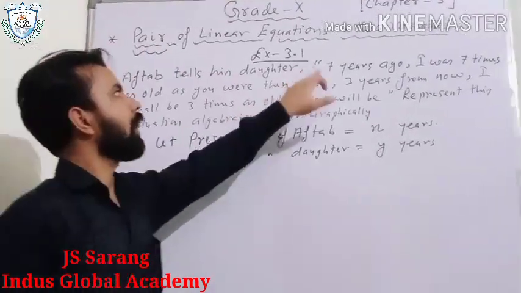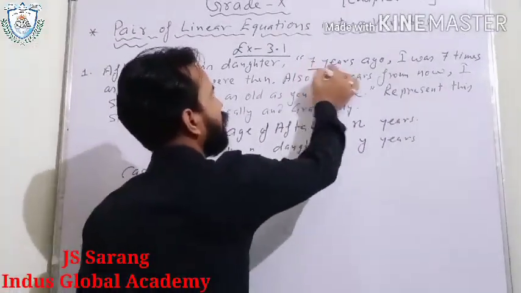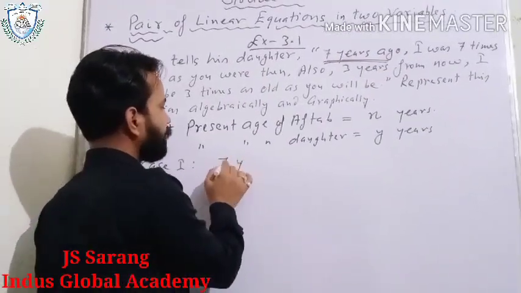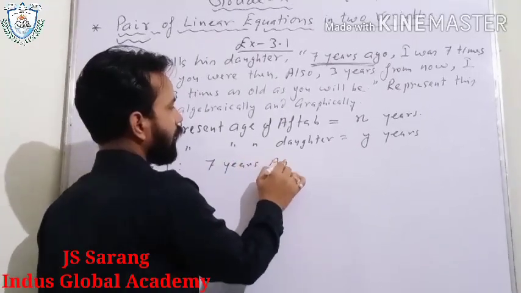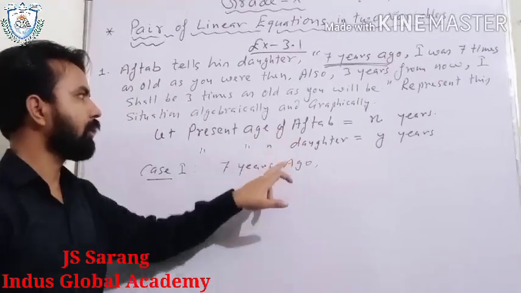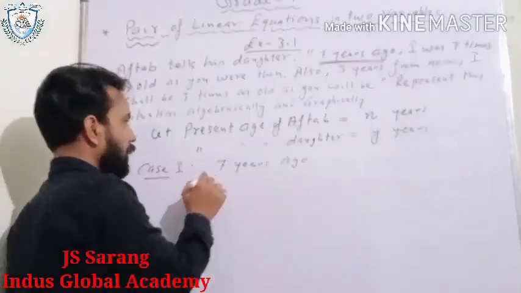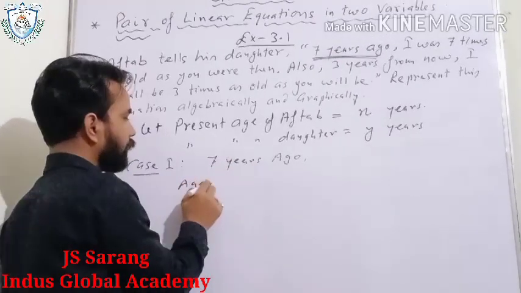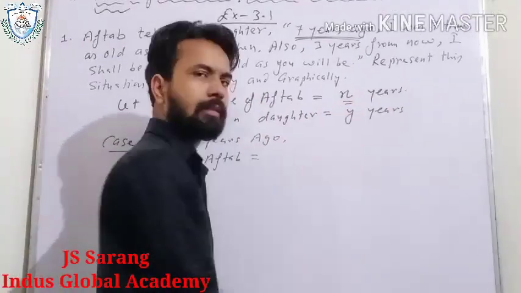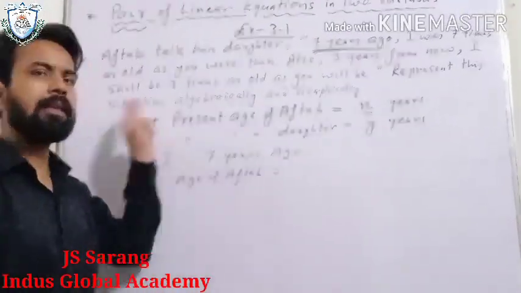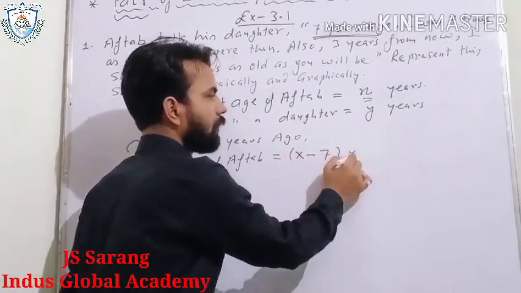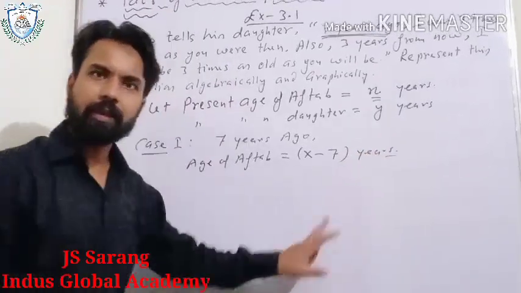Aftab tells his daughter 7 years ago. The very first case is of 7 years ago. But first of all we have to find out the age of Aftab and his daughter 7 years ago. The present age of Aftab is x. So what was his age 7 years ago? It will be x minus 7 years. Hope it is clear to everyone.